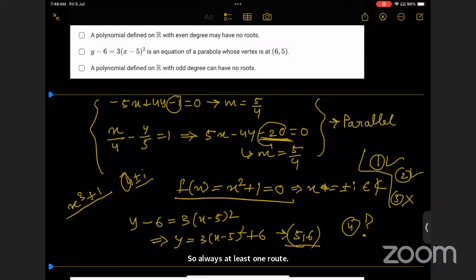What is the root for this one? We have minus 1 only. So option 1 and 2 are correct.